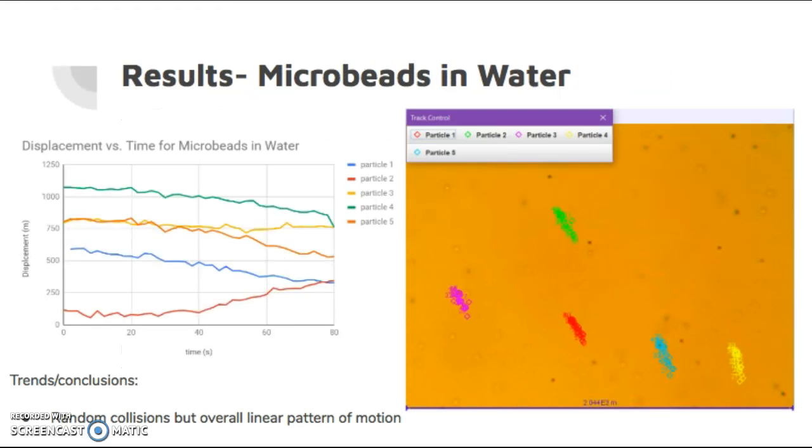So for the results of looking at the microbeads in the water, we looked at the displacement versus the time for the microbeads, and you can also see the Tracker application. So we saw that a common trend was there were random collisions, but overall the motion was in a linear pattern. And while particle 2 had the lowest overall displacement, that meant that it also had the slowest average velocity.